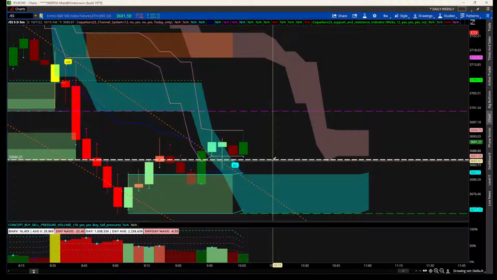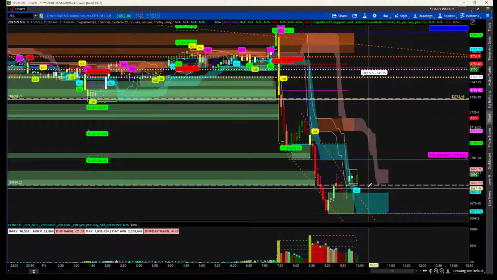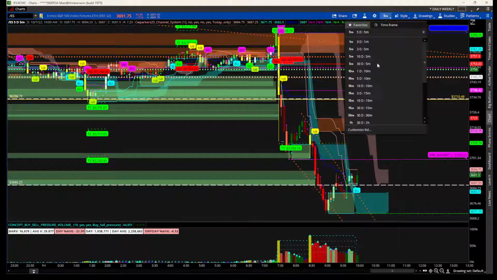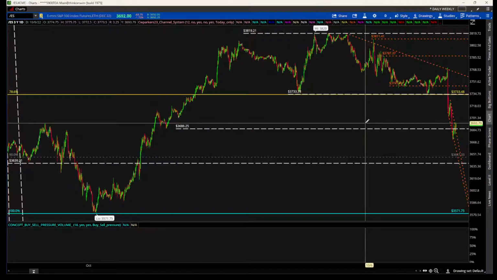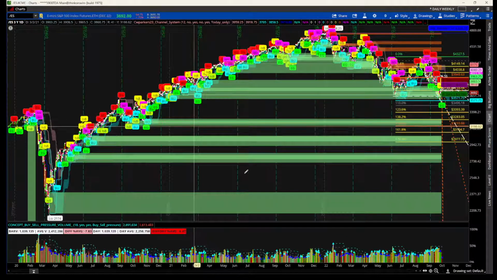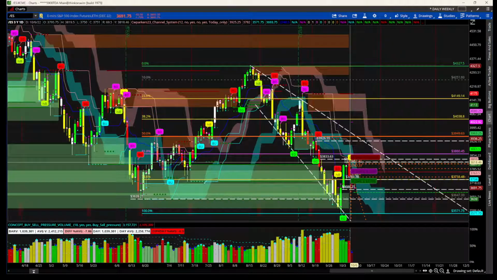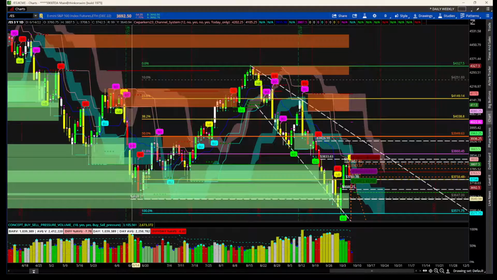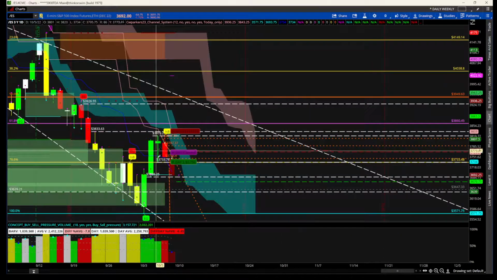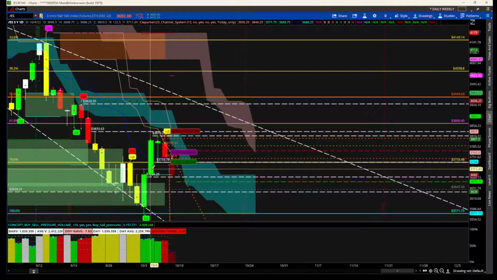I marked out this area of support on a daily chart, and I was hoping that the market would hit this area and try to bounce, and it is actually bouncing even though it pushed down below it. So we'll go to the daily chart. You can see that area right there from this low, from this previous low that the market hit. No, that's not it. This low from this day right here.